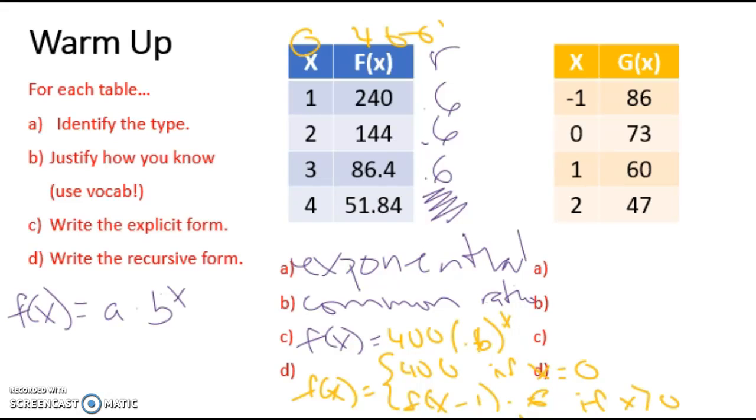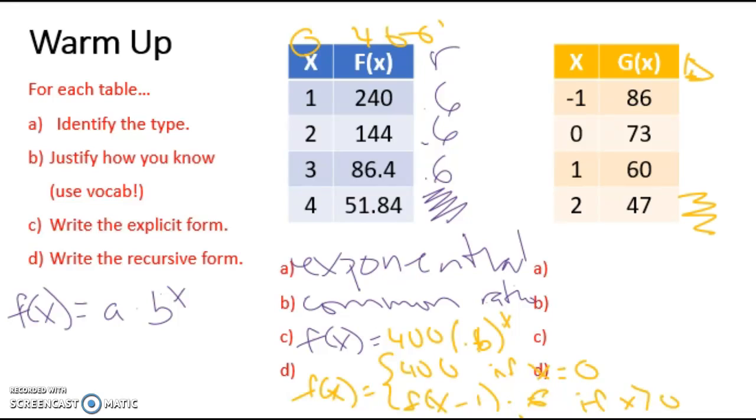Okay, for the second one, we're going to try to find the common ratio. So that means I'm going to take 47 divided by 60. That gives us 0.788. We're going to repeat, 60 divided by 73. That gives us 0.821. We do not see a pattern when we find the common ratio. So that means we're going to resort to finding the first difference.